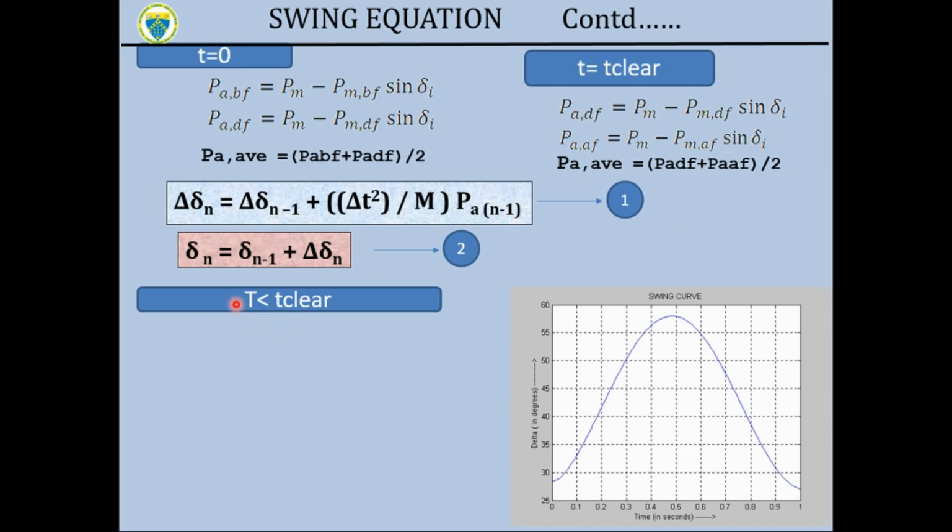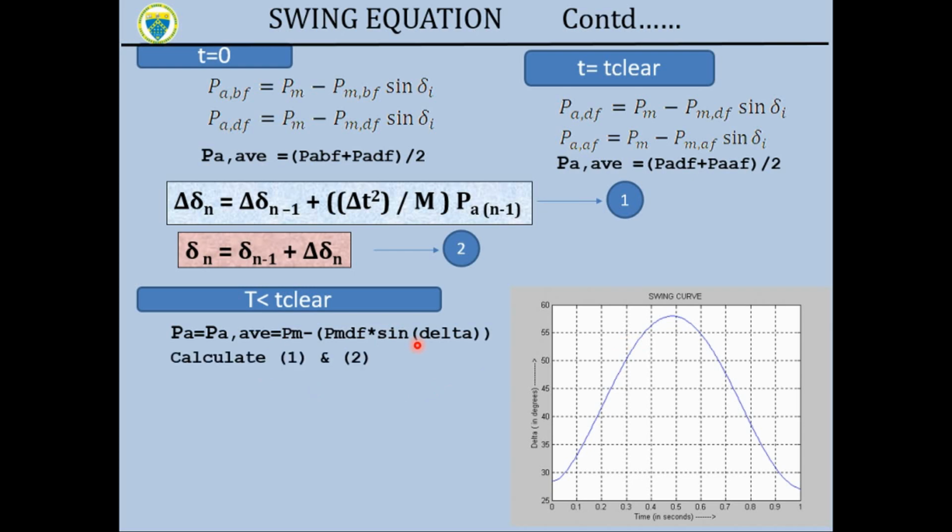Now the third one, what is the third one? Less than T clear. If time T is less than T clear, then power is continuous. So this portion is known as during fault. So find out accelerating power. There is no need to take the average because it is continuous. So PA is PM minus PM during fault, sin delta.